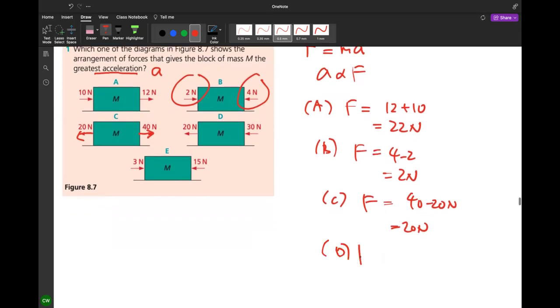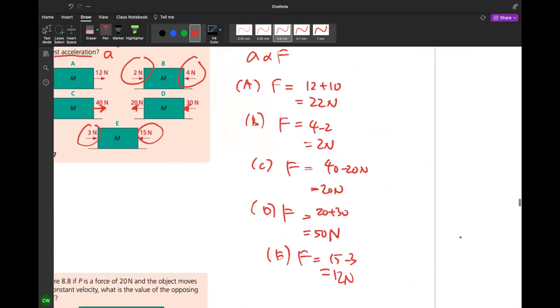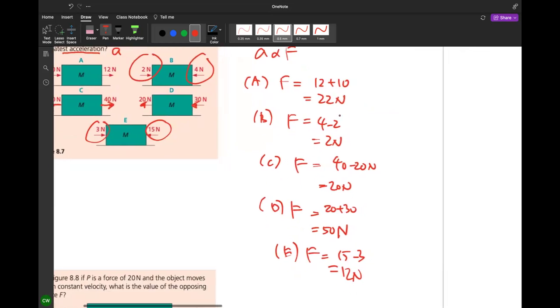What about D? What is the resultant? Are they pointing in the same direction? Same. So what should you do with the force? Plus. What is 20 plus 30? 50. What is the unit? Newton. Okay, now what about the last one? Same or opposite? Opposite. What is the opposite one? 12, correct. Among these, who is the largest? 谁最大？D. 58 is the largest one.